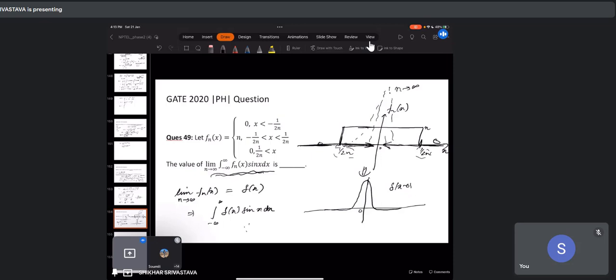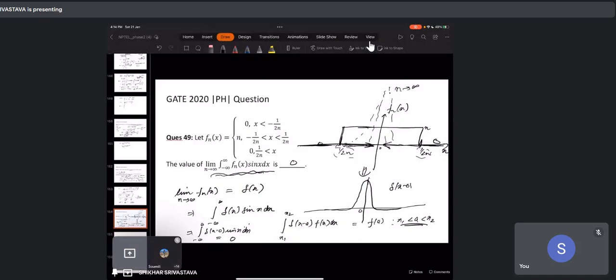And then there is one property of the delta function: integral from x1 to x2 of delta(x minus a) f(x) dx is f(a) when a is within these two limits x1 and x2. So here also, the integral from minus infinity to infinity of delta(x minus 0) sin(x) dx will become f(a), or sin(a), which is sin(0), so it will become 0. So the answer of this question is 0.